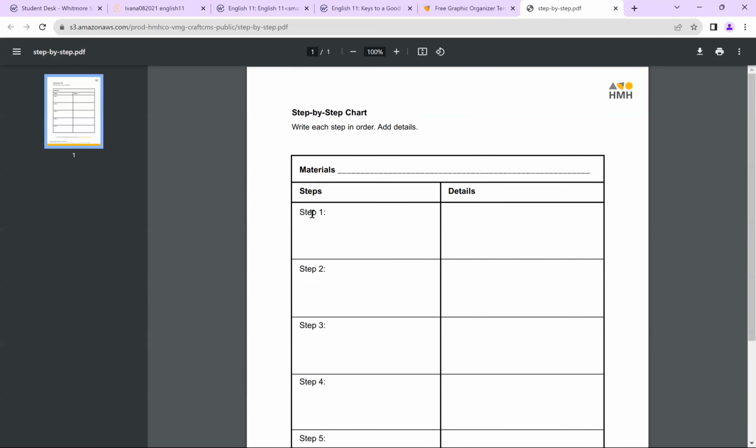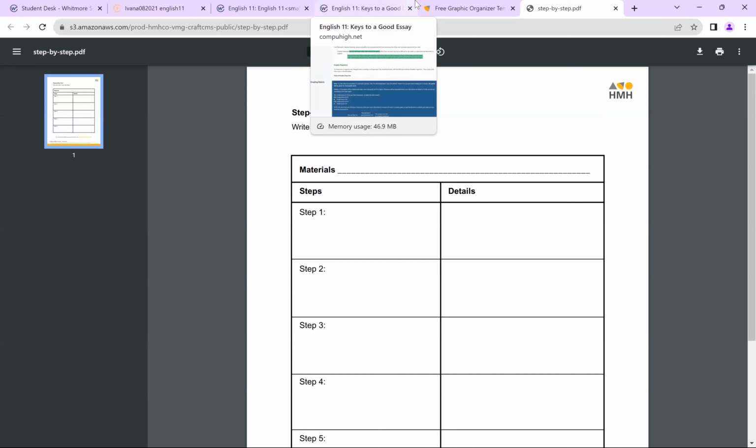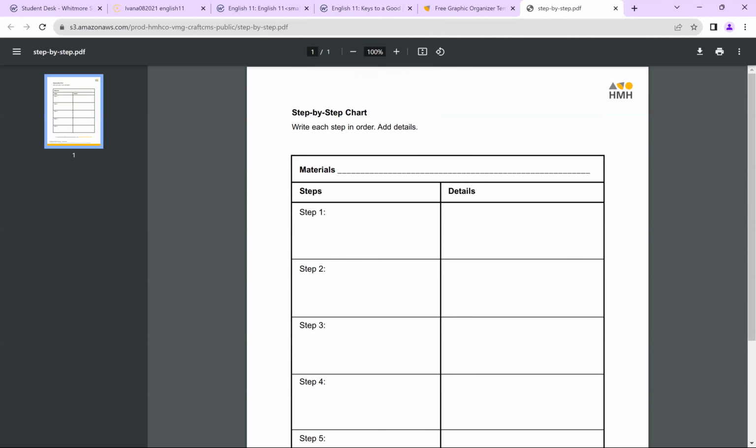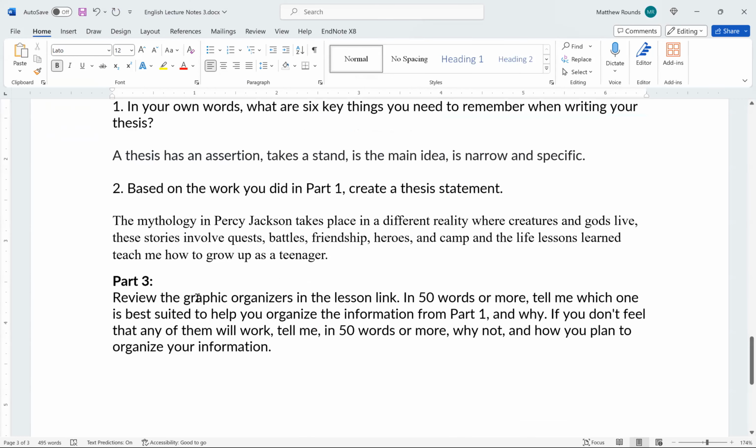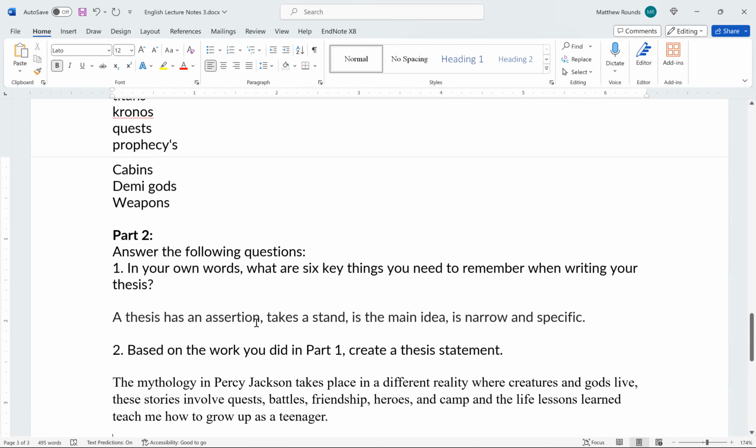Can you tell me what steps? Give me a step here that comes to mind, for example, in the book? Well, let's go back and read the actual assignment here. Okay. Review the graphic organizers in the lesson again. 50 words or more. Tell me which one is best suited to help you organize the information, part one, and why. So let's go back to part one.